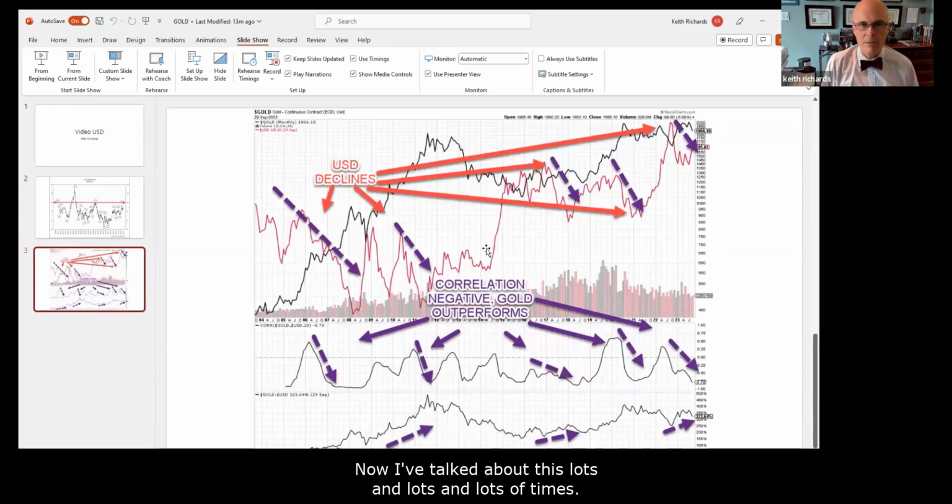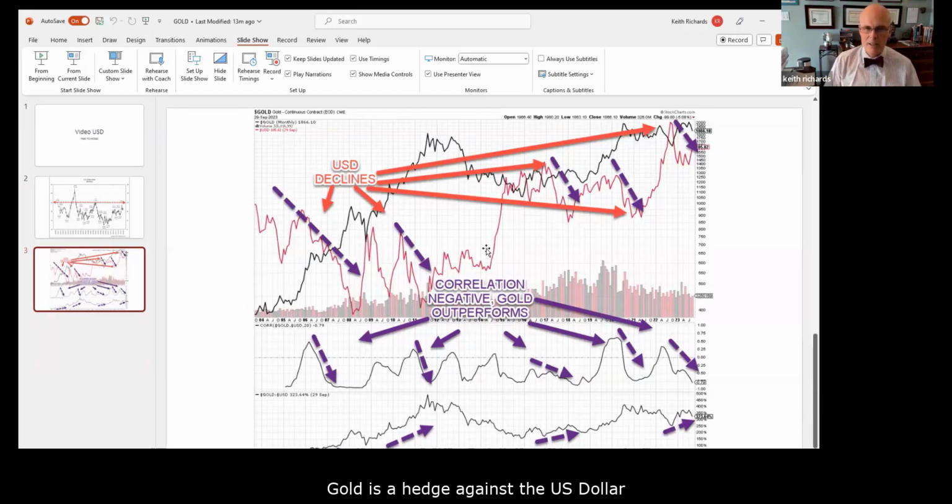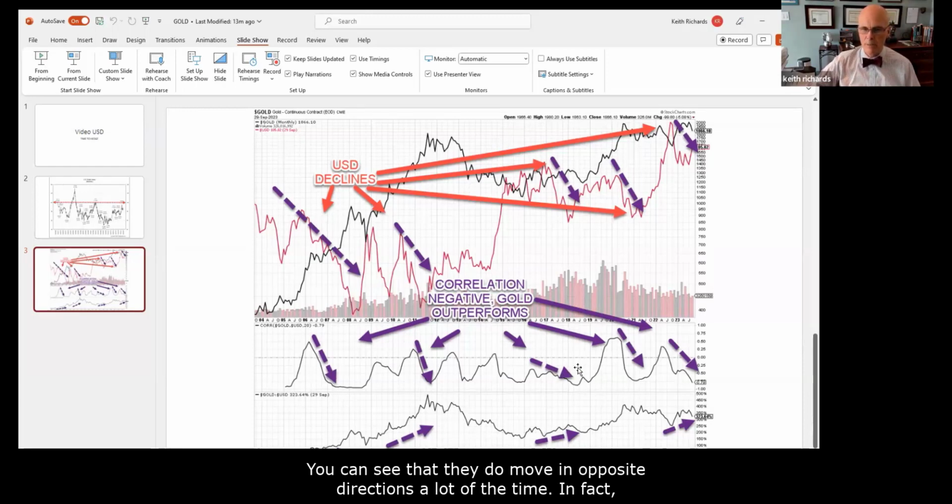Now, I've talked about this lots and lots of times. Gold is a hedge against the US dollar declining. You guys probably know that. You can see here, gold is the black line, and the US dollar is the red line. You can see that they do move in opposite directions a lot of the time. In fact, the bottom line here is the comparative relative strength of gold against the dollar. And you'll generally see when the dollar's falling, gold outperforms. It doesn't mean that gold goes up, but it outperforms. And that's actually what's happening right now.